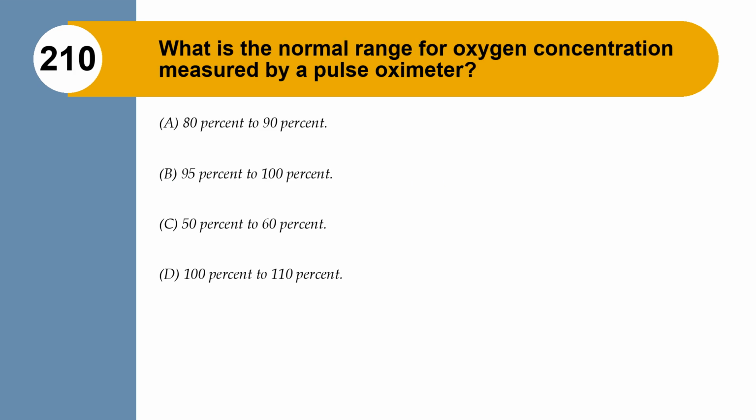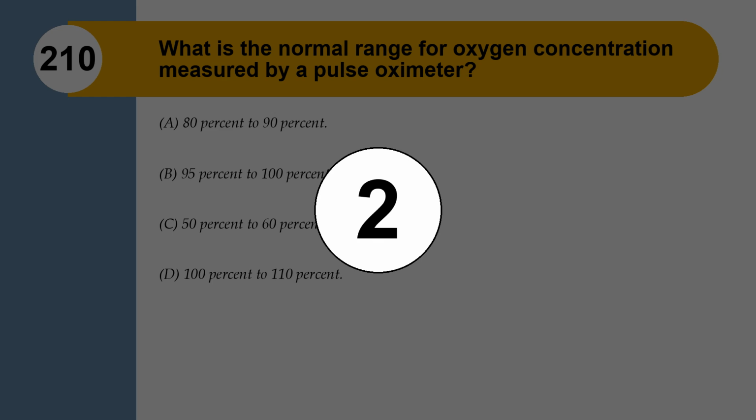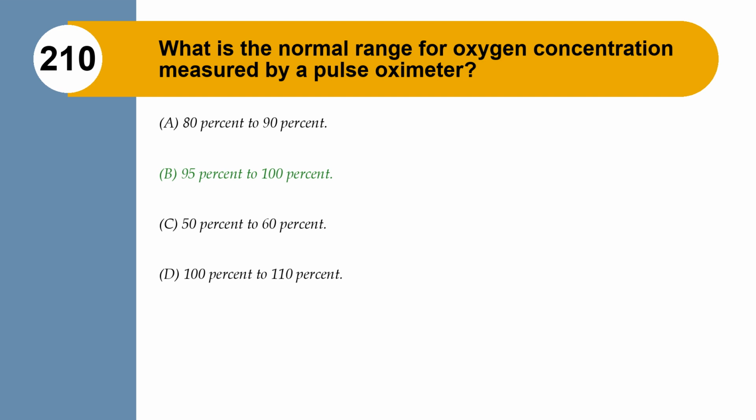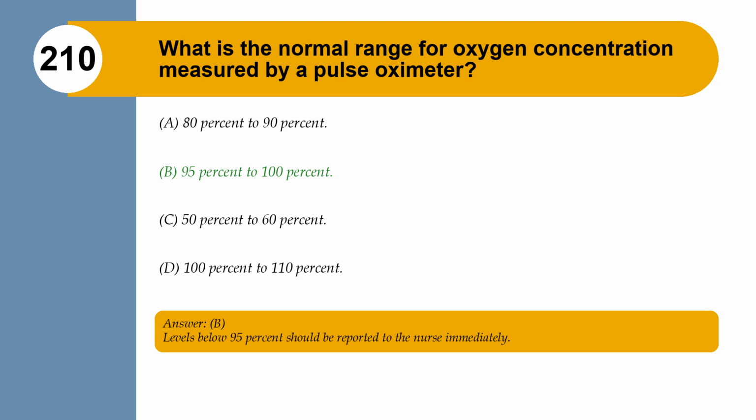Question 210. What is the normal range for oxygen concentration measured by a pulse oximeter? Option A, 80% to 90%. Option B, 95% to 100%. Option C, 50% to 60%. Option D, 100% to 110%. The correct answer is option B, 95% to 100%. Explanation. Levels below 95% should be reported to the nurse immediately.